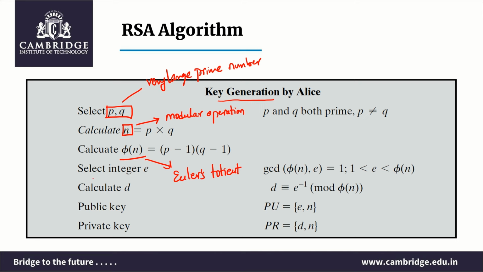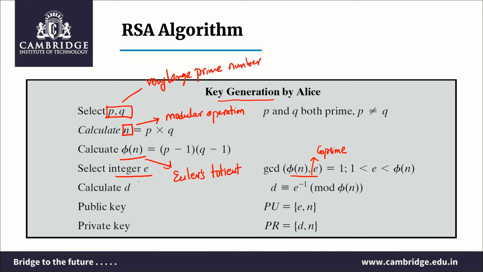Then we select an integer e. This is where our key generation actually begins. What is this e and how is e calculated? When I consider e along with phi of n, they both should be co-prime to each other. When we say co-prime, you know that the GCD of those two numbers should be 1, or the highest common factor should be 1.